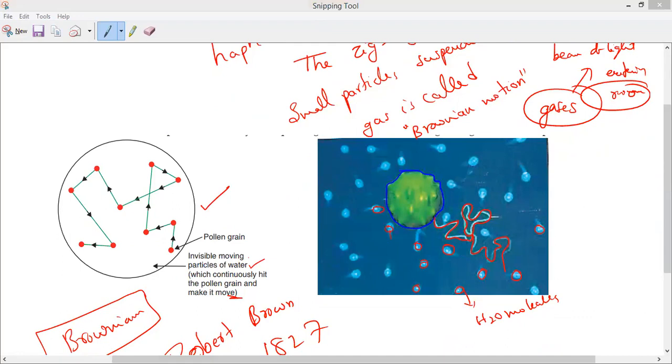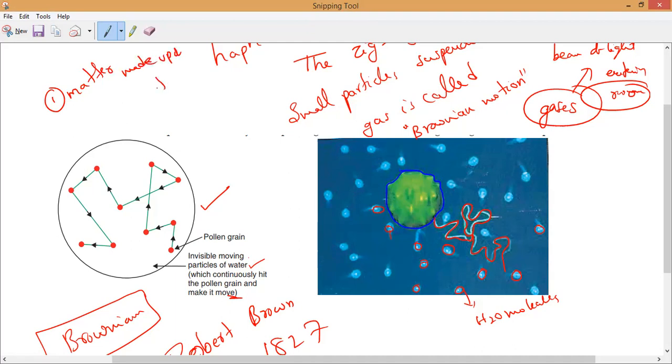So please all of you write. This is all about it. From this also we can make two conclusions. What are the two conclusions? We can say matter is made up of tiny particles. So the first conclusion: matter is made up of tiny particles.